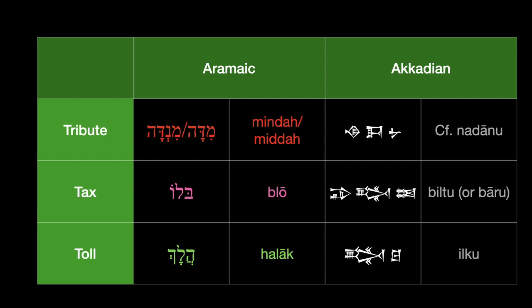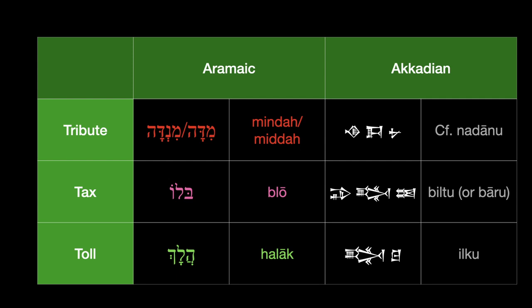Now, this word velo is a little more challenging. Yastro ties it to the Akkadian term biltu. Another possibility is that it could be the Persian word used in Akkadian baru, meaning to carry, but biltu is basically just a tax. And so rather than having the feminine form in Akkadian, the Aramaic here is using what looks like a masculine form. And finally, we have halak, which corresponds to the ilku.